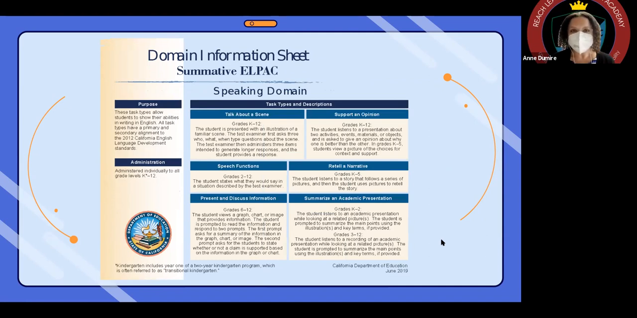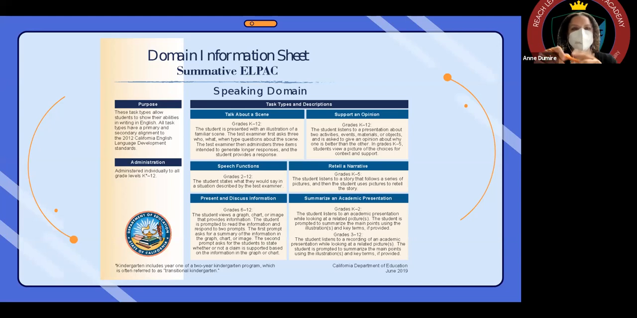We're looking at the speaking domain. There's talk about a scene, grades K through 12. So the student is presented with an illustration of a familiar scene, something that's common for everyone. And then the test examiner will ask them questions about the scene, and the student responds. Now that it's online, everything's presented through the computer. So they're watching a video, or they're listening to a story, and then they respond, and their voice is recorded, so that we can go back and check that we caught all the pieces and we're not missing anything.